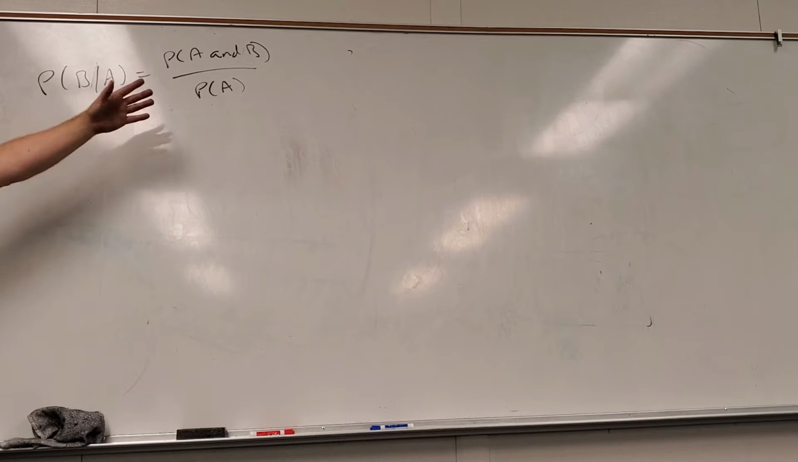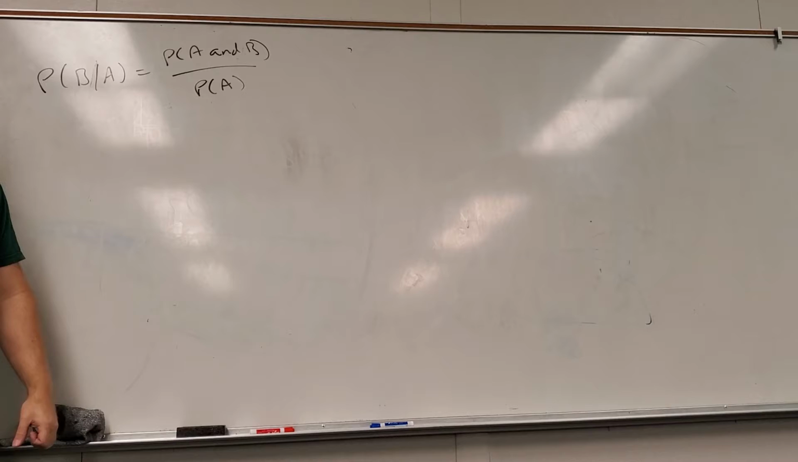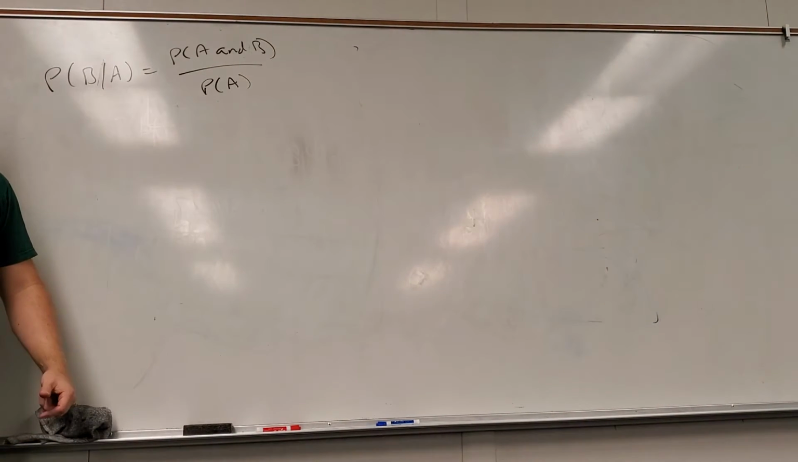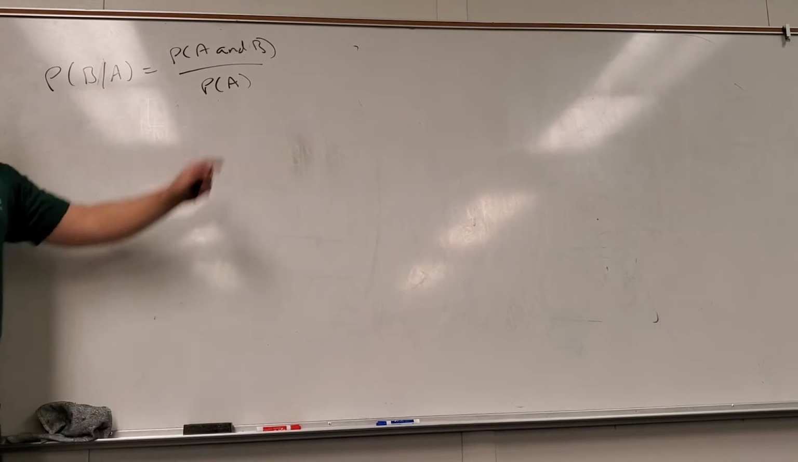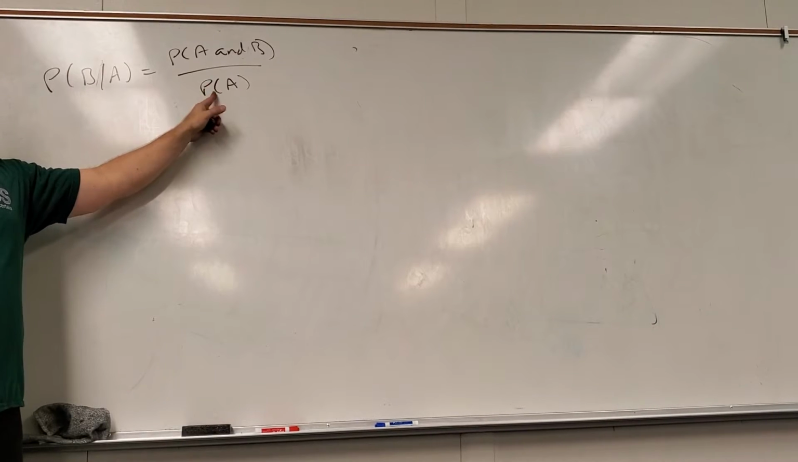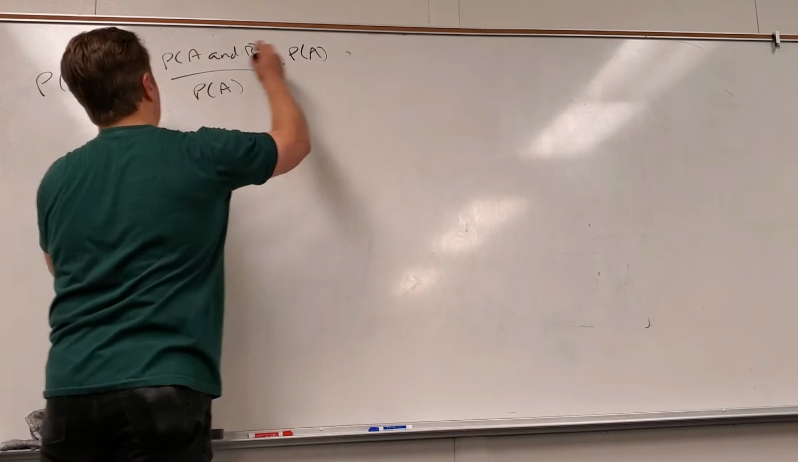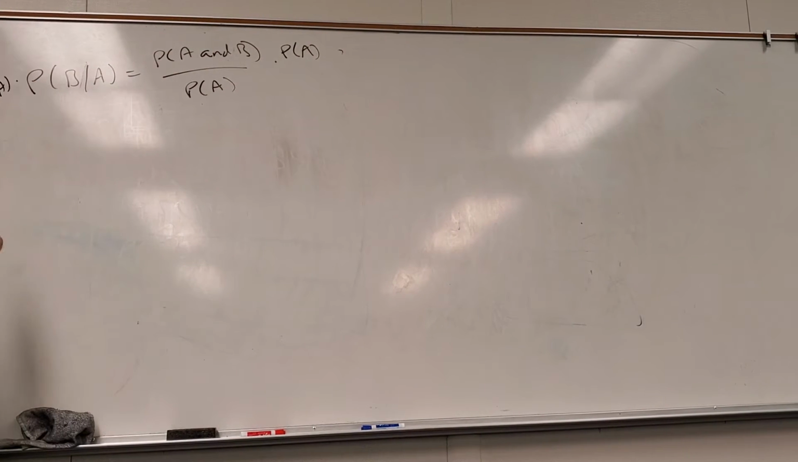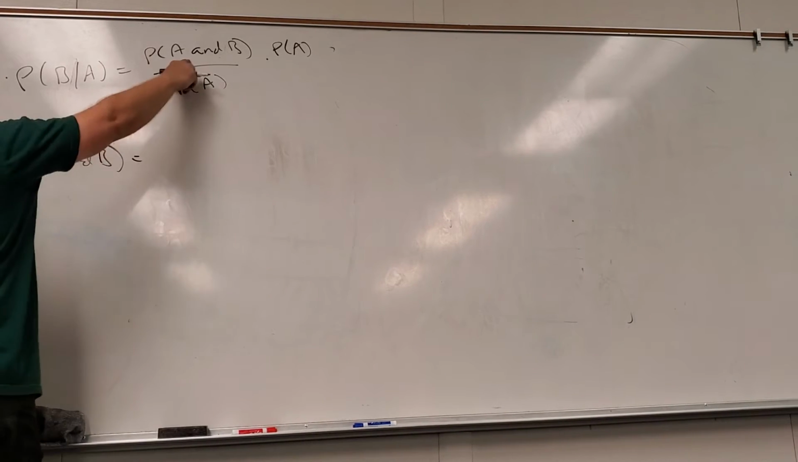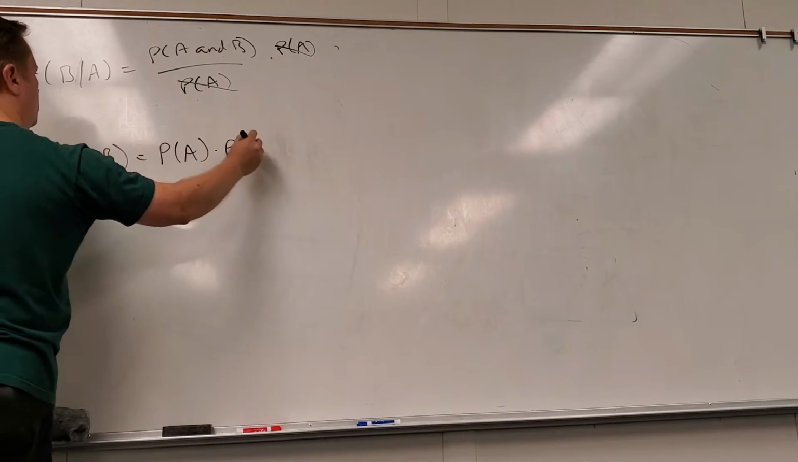What do you do? One step. To solve it for this, what do you want to get rid of? And how do you get rid of this? Multiply, because it's dividing right now. Right? So the probability of A and B is equal to the probability of A times the probability of B given A.